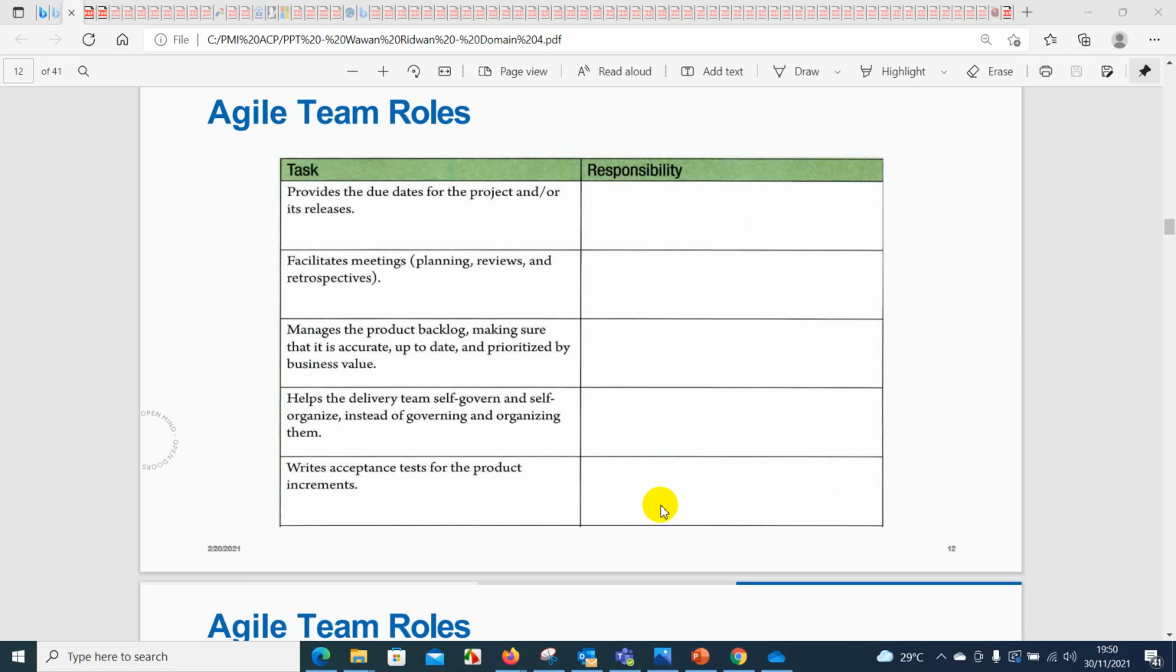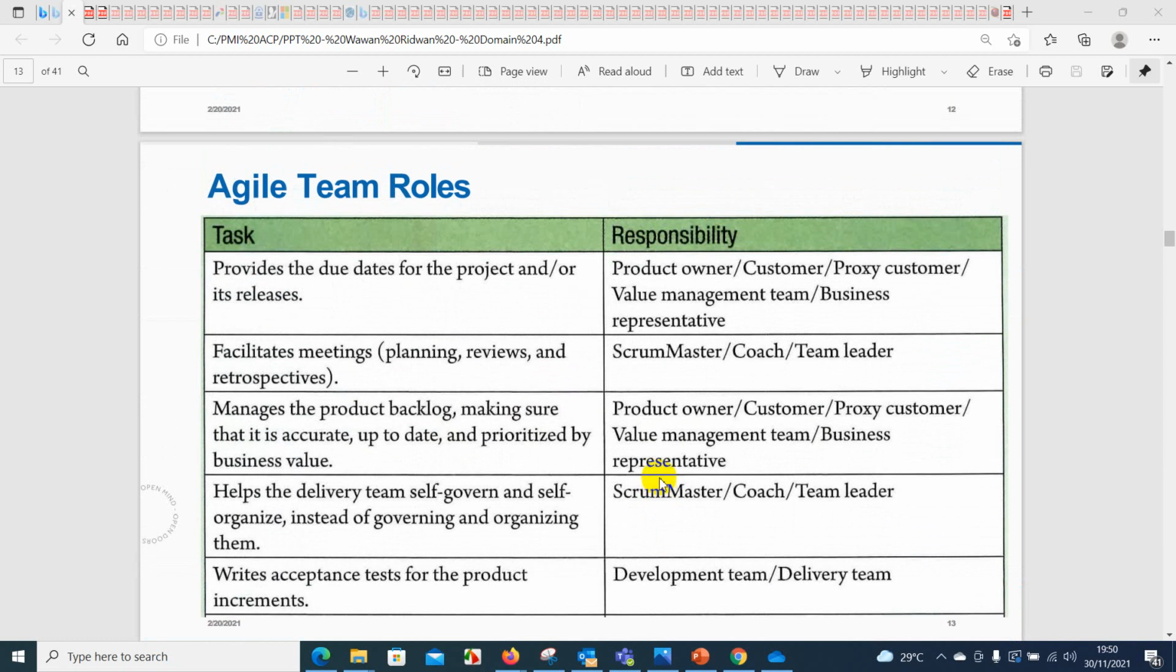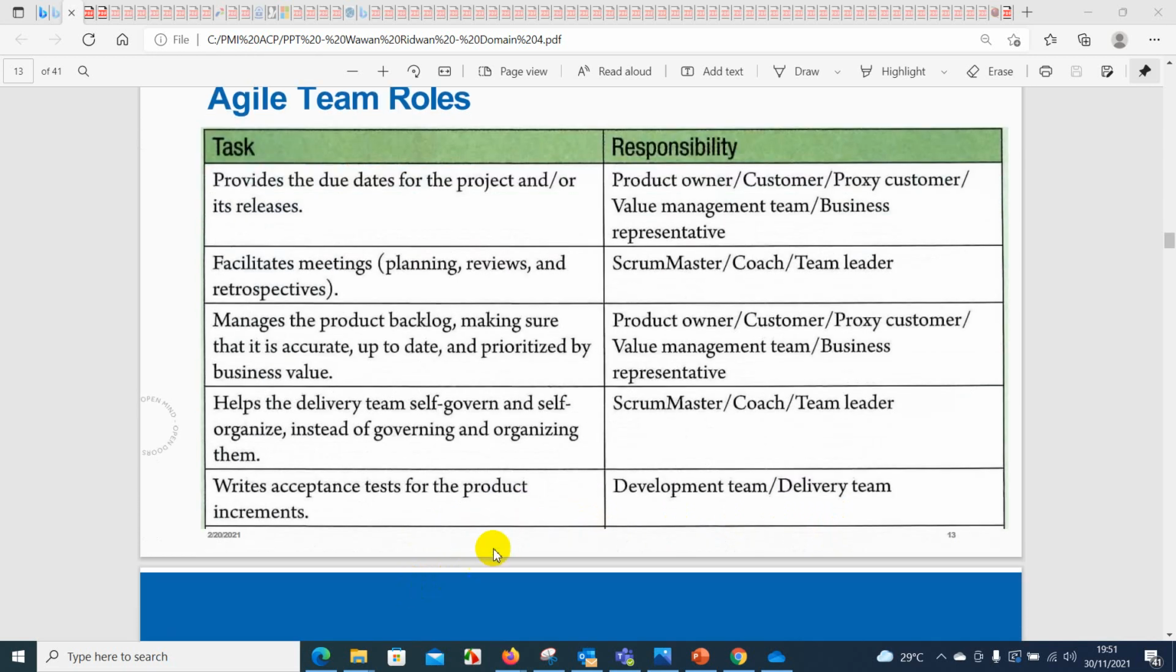The tasks, the responsibilities, there are more. Okay, agile team roles. This is the product owner, the customer. The process facilitates meetings, planning, reviews, and the scrum team, the team leader. Manage the product backlog: accurate, up to date, prioritized by business value. The product owner helps the delivery team self-govern and self-organize instead of governing and organizing them. The Scrum Master, the team leader. Provide acceptance tests for the product increment. The development team, the delivery team.